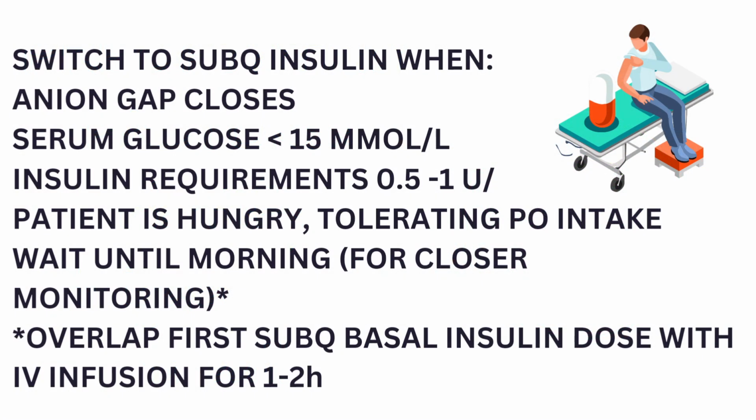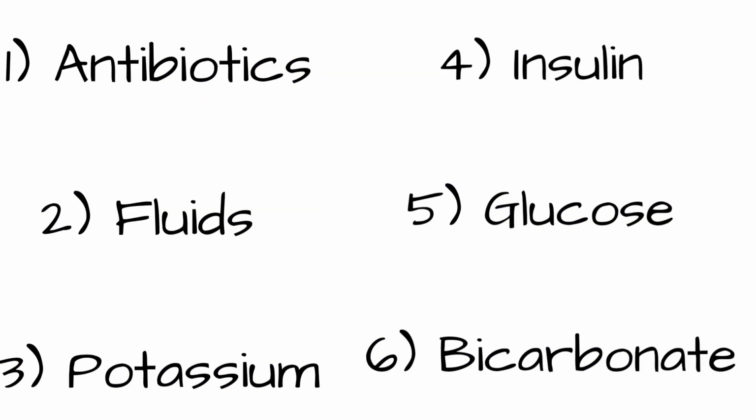Transition to subcutaneous insulin. Once the patient's condition improves, they can transition from intravenous insulin to subcutaneous insulin, provided certain criteria are met, such as the closure of the anion gap, lower serum glucose levels, and the patient's ability to tolerate oral intake. In managing diabetic ketoacidosis, DKA, think of the 6 replacements for effective treatment.